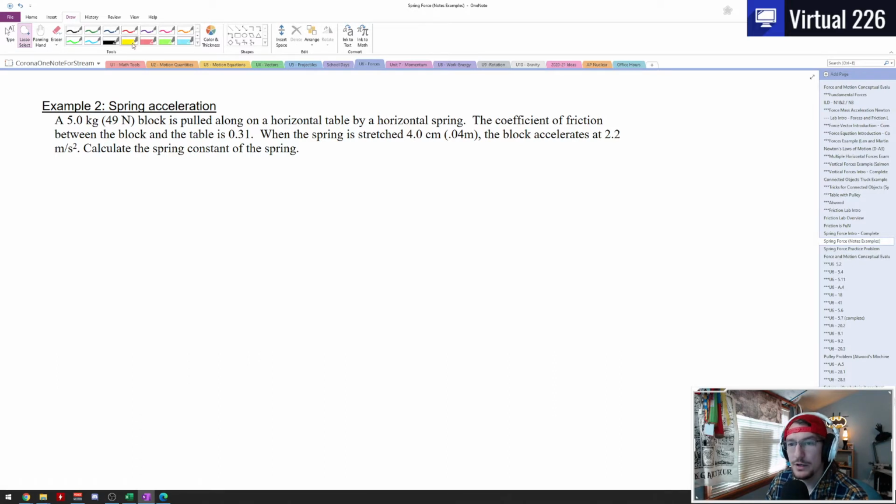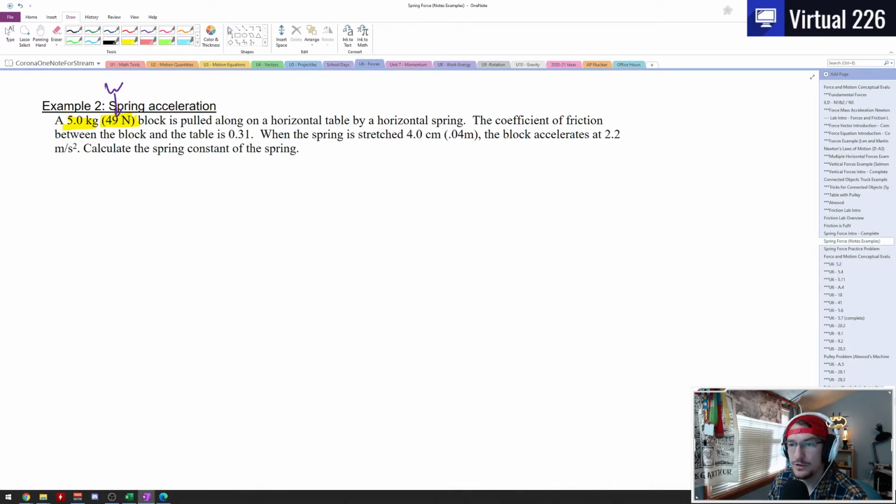Okay, so here's a second spring example for a spring force, and it actually is going to include a lot of different stuff here. So what we have in this problem is a 5 kilogram or 49 Newton block, and this is nice because someone was kind enough to give you both the mass and the weight of the block. So this is the weight right here. And it's pulled along a horizontal table by a horizontal spring.